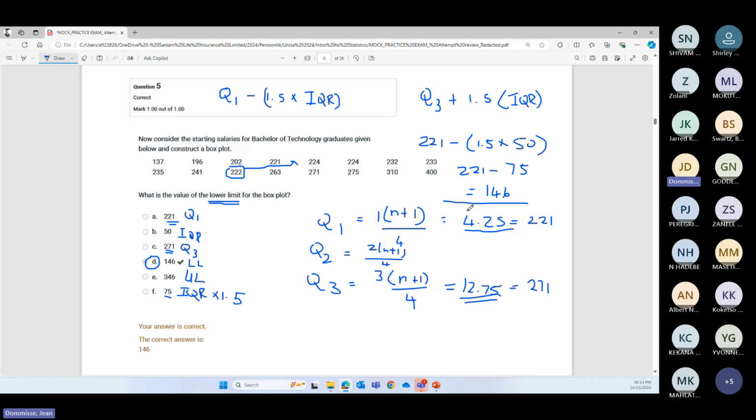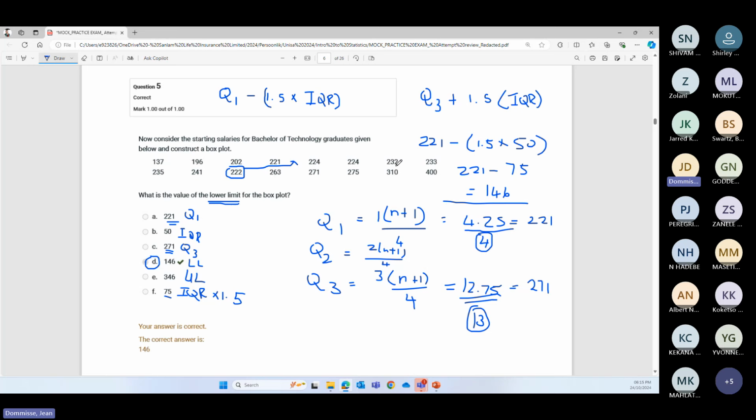So that would be rounded off to 4. And that would be rounded off to number 13 to get away from the decimals, because we're not going to work out what is 4.25 and what is 12.75. You guys don't need to work that out.